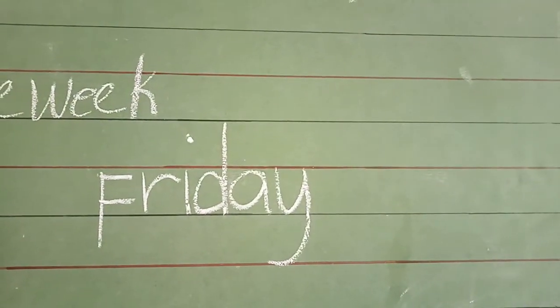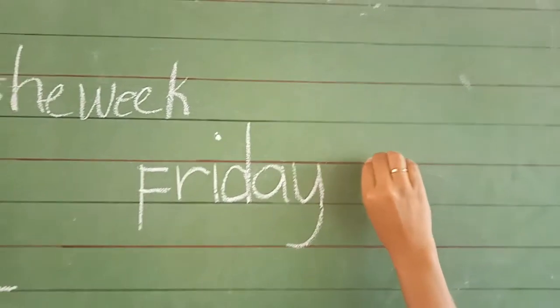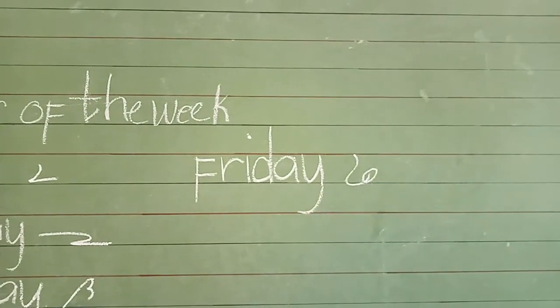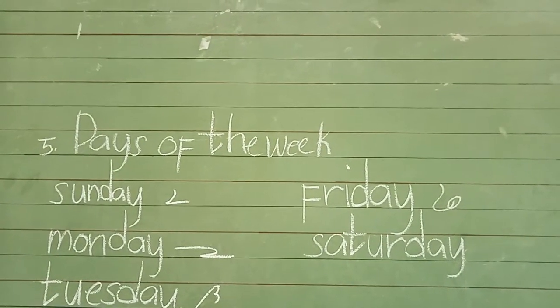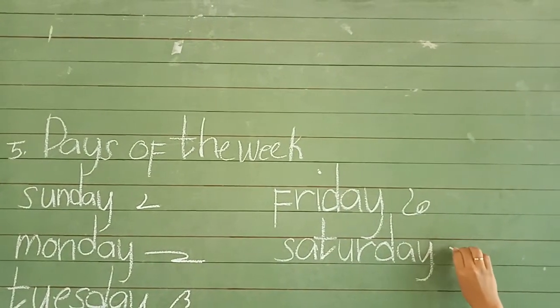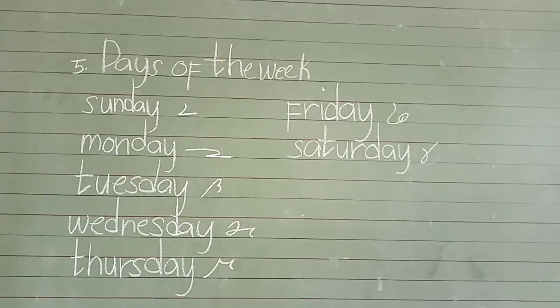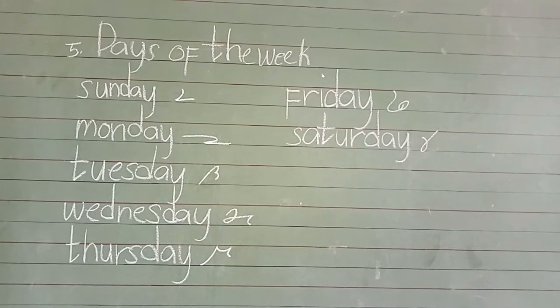Next, Friday is represented by F, R, and broken I. Next, Saturday is represented by S, A, and T. And these are under principle number 5, days of the week. Principle number 6, months of the year.